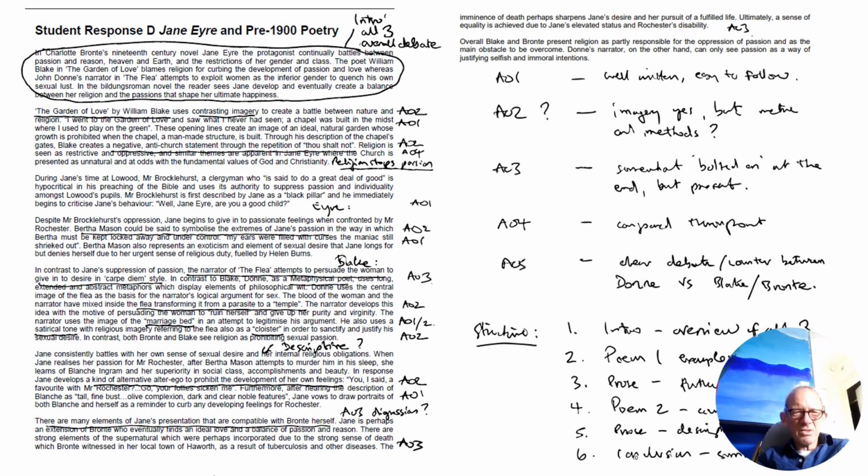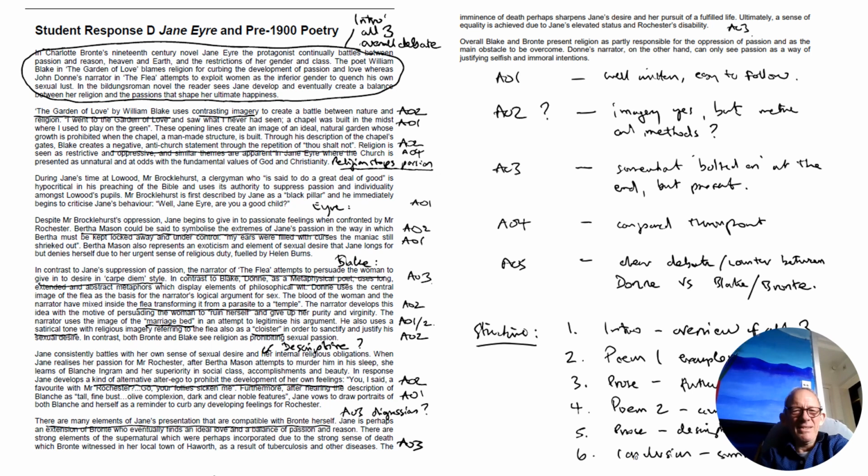Ultimately, a sense of equality is achieved due to Jane's elevated status and Rochester's disability. I'm reading the top paragraph, top right there. Overall, Blake and Bronte present religion as partly responsible for the oppression of passion. Good point. And as the main obstacle to be overcome, Donne's narrator, on the other hand, can only see passion as a way of justifying selfish and immoral intentions. It's good. That's good. That's an AO4 comparison.